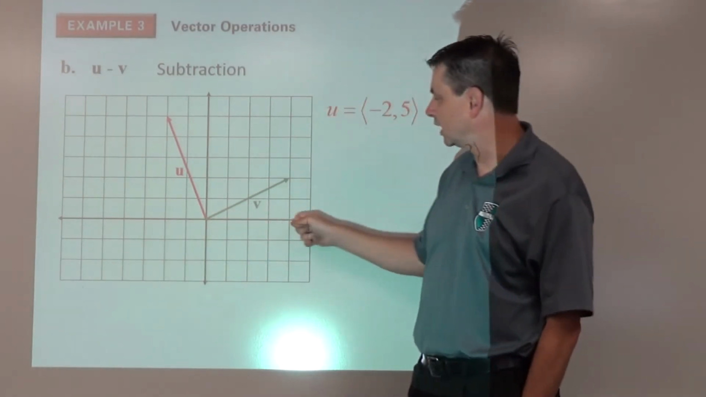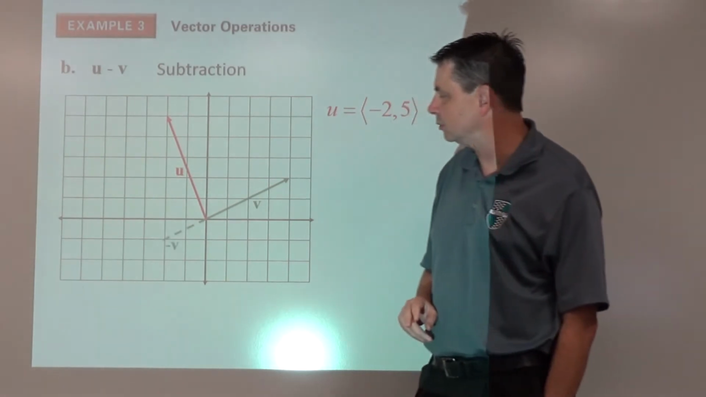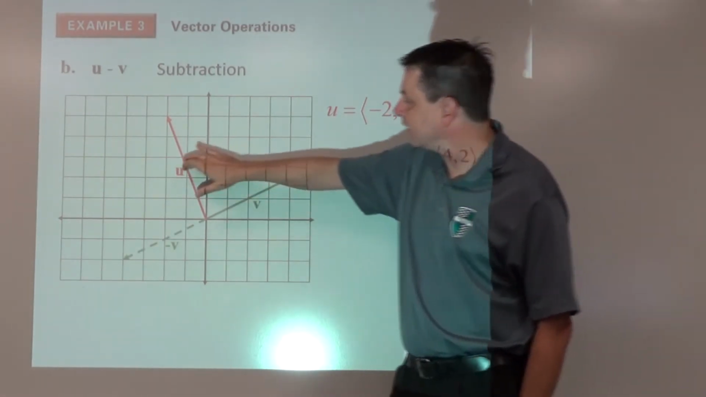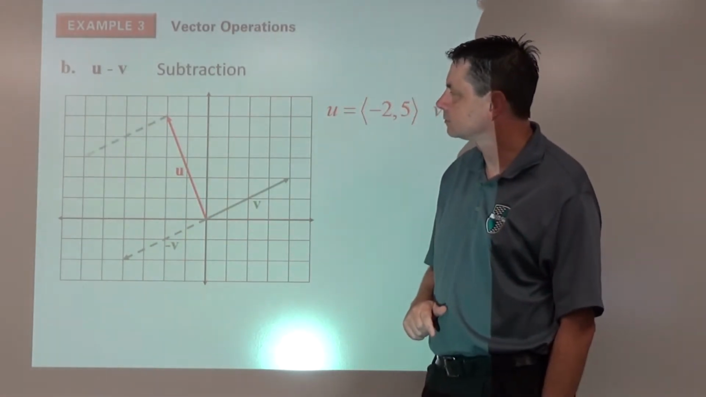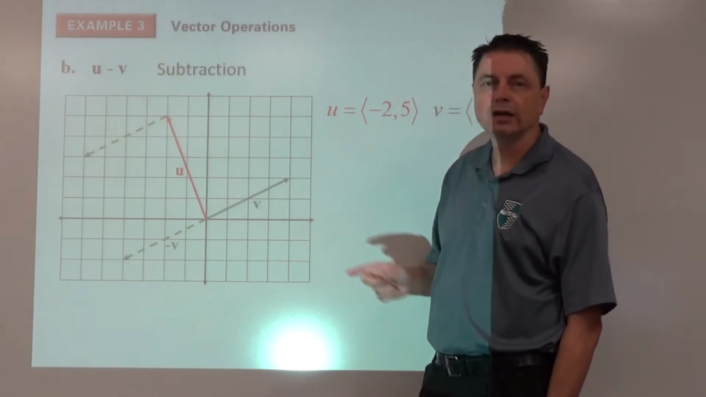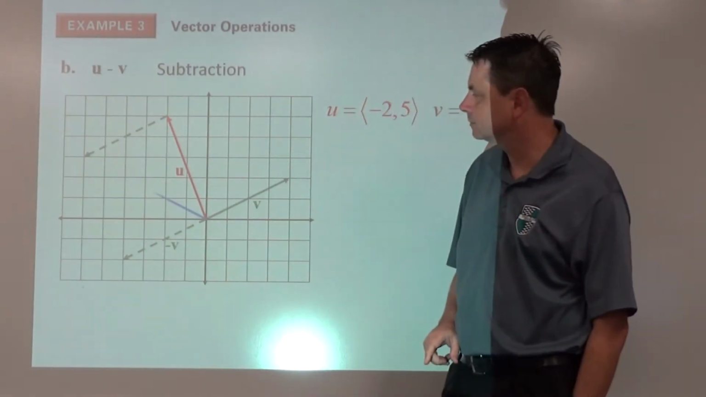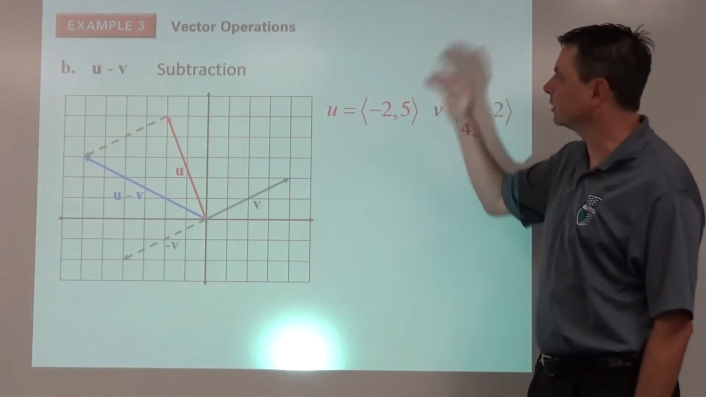And the opposite of v means go the same length, just in the directly opposite direction. So instead of going right 4 up 2, let's go left 4 down 2. That would be negative v, or the opposite of v. And then we can add that to u by moving it to here. And then our difference vector starts here and ends there. U minus v.